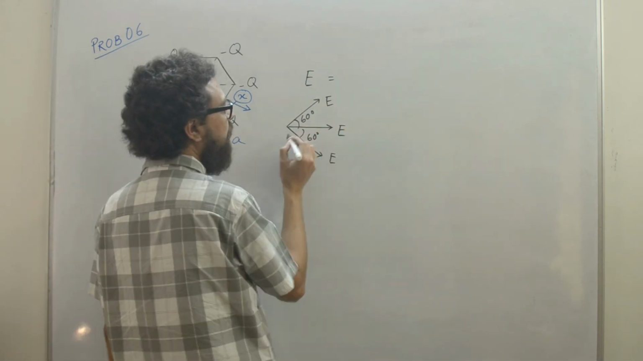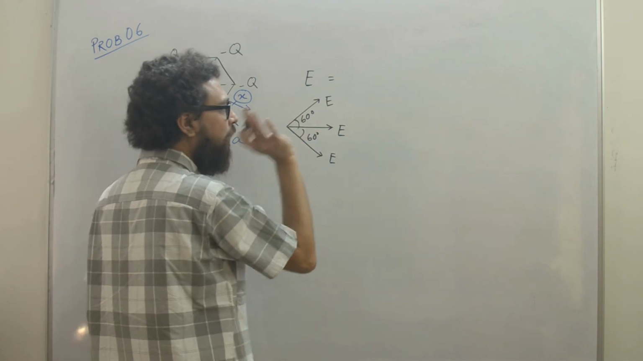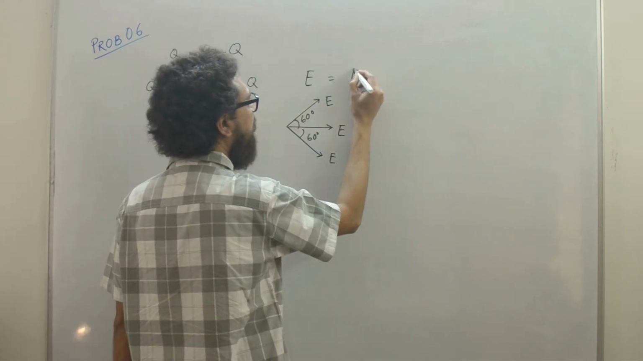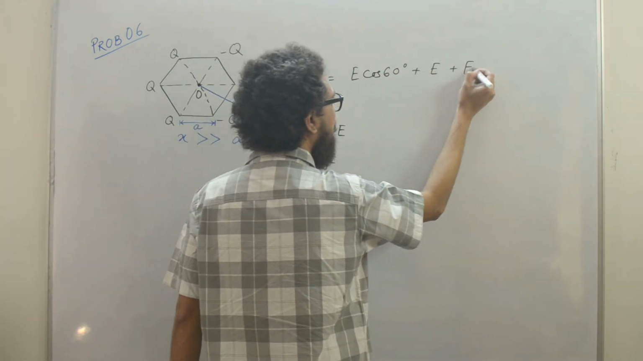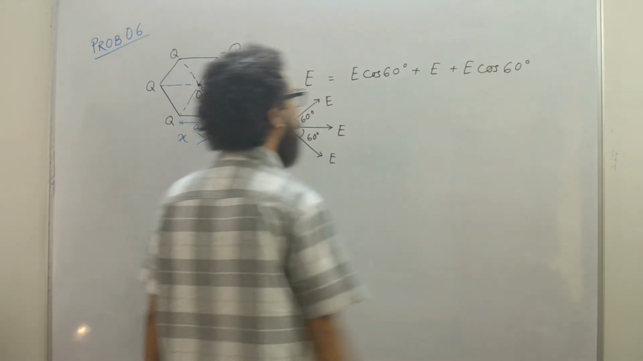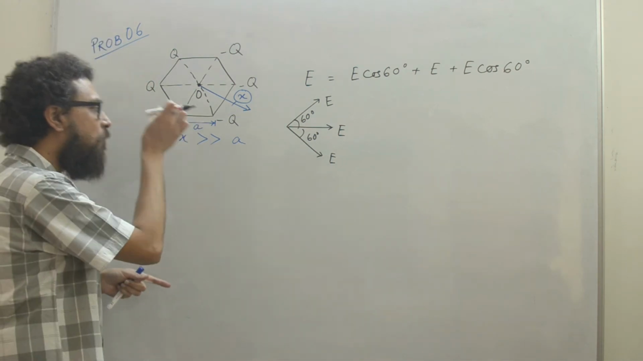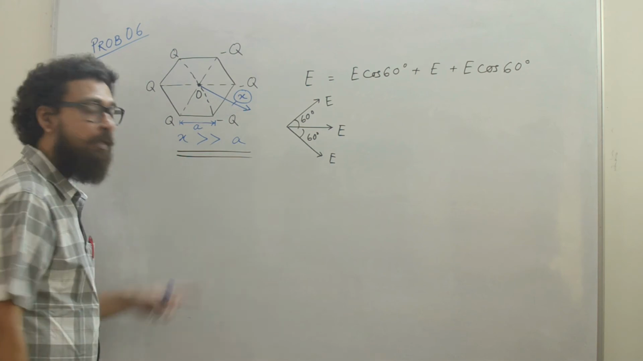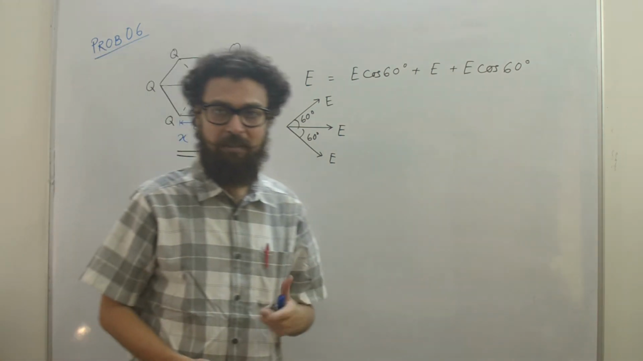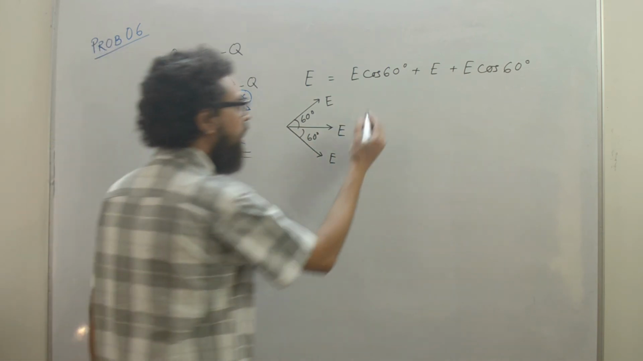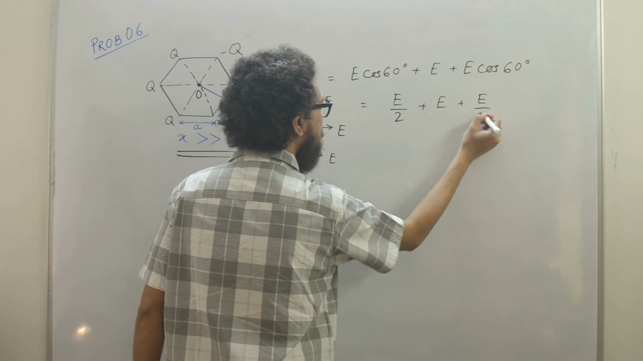I can write E equals to, easy. I can take the resolution, and this sine theta will cancel. So only cos 60 remains. So I can write E cos 60 plus E cos 60. And what is E? We know it is the equatorial point. There is a small dipole, as it suggests that it is a small dipole as compared to the point where we are calculating the electric field. So finally we are getting E by 2 plus E by 2, cos 60 is half.